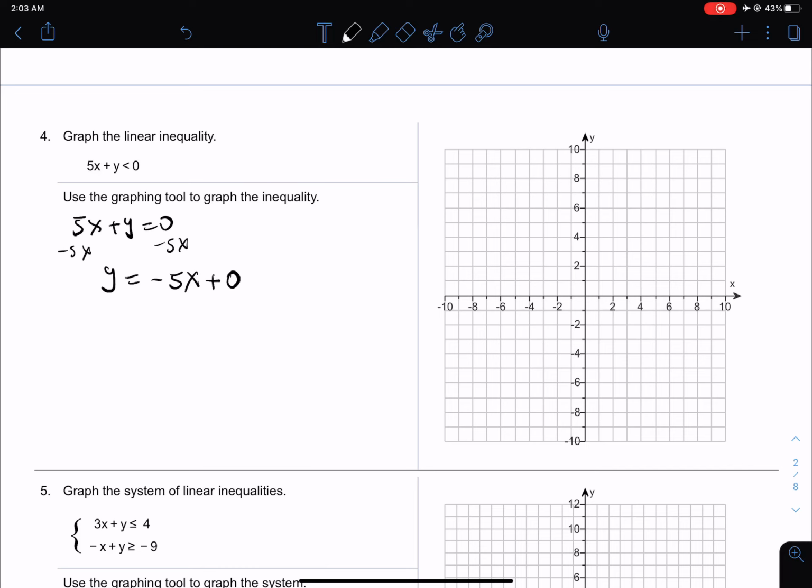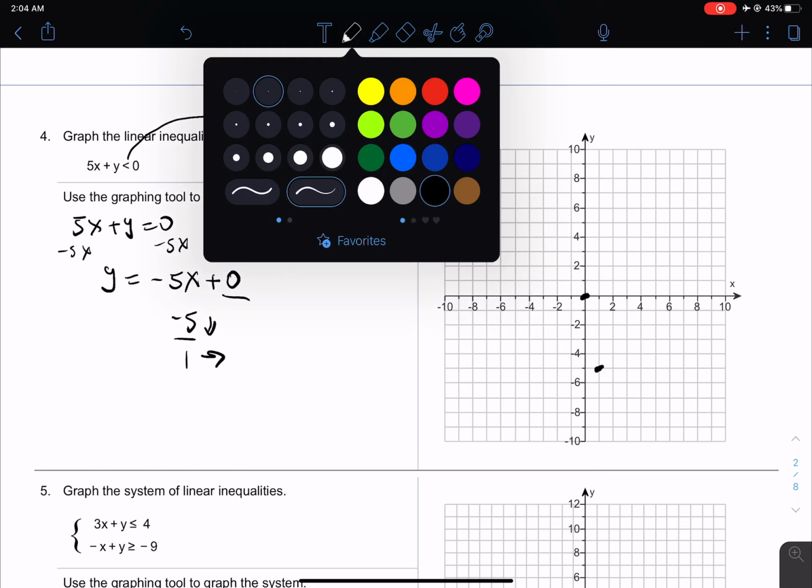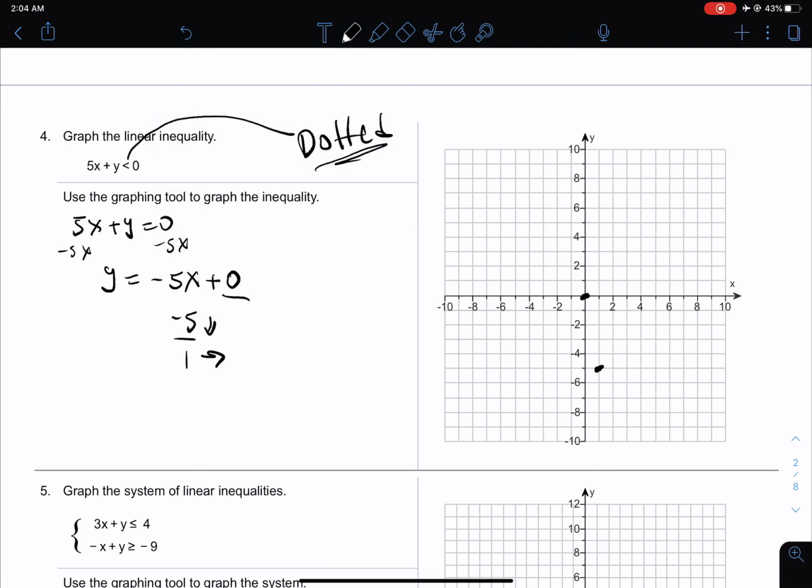Before we get too far into this whole thing, I'm going to say, look at that inequality, so this must be dotted. I really recommend doing that because it's so easy to forget, especially when you turn this into an equation. So now my y-intercept is 0, and the slope is negative 5, which just means go down 5 and right 1. So we go down 5 and right 1, and there we go. Right there. So let's go ahead and plot that line. It's going to be dotted, so I'm going to have to deal with that later.